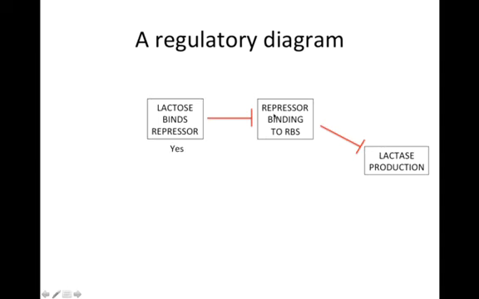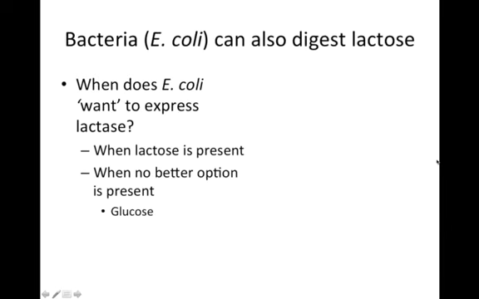And so now we can go through the logic. If the lactose binds to the repressor, then that makes the repressor not bind to the RBS, and that leads the gene to produce lactase. If instead the lactose does not bind to the repressor, well, now the repressor is in the conformation where it can bind to the RBS, and that leads to shut-off of the production of lactase. Okay, so we've now gone through the logic for how E. coli senses when lactose is present.